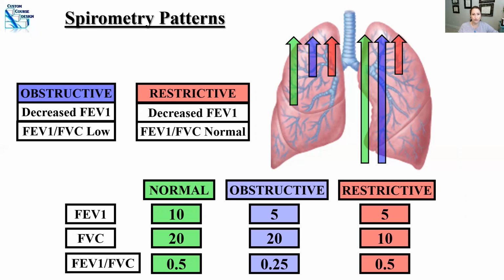And it's really important for you to know those because you can quickly help to differentiate if something is obstructive versus restrictive based on looking at the FEV1 and the ratio of FEV1 over FVC.